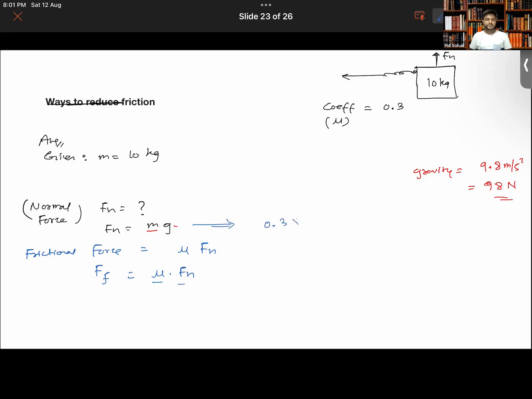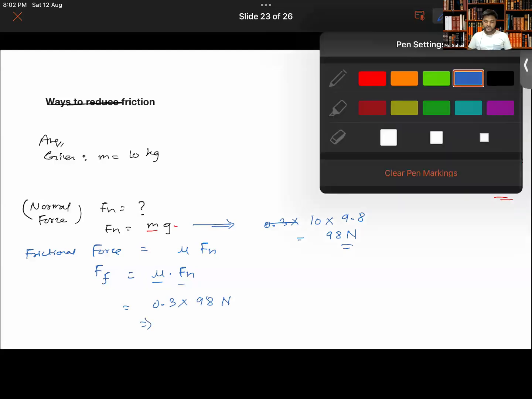So that is going to be 10 multiplied by 9.8, so here we get 98 Newton, right? That is the normal force acting on the object here. Now let's calculate the frictional force. That will be 0.3 multiplied by 98 Newton. Quickly calculate the magnitude here. What is the value we're getting?